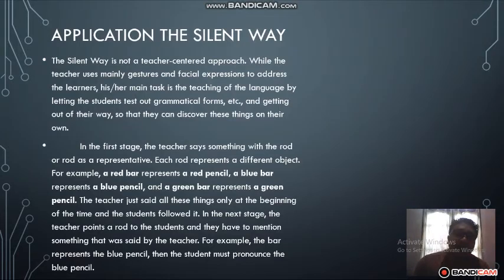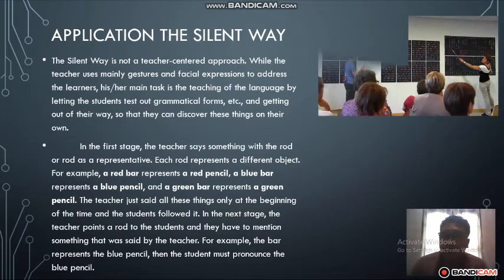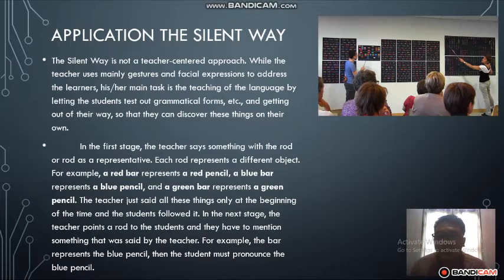How to apply the silent way in the classroom. This is some example of how the silent way is applied in the classroom. The silent way is not a teacher-centered approach, while the teacher uses mainly gesture and facial expression to address the learners. His or her main task in teaching the language is letting the students test out grammatical forms, etc., and getting out of their way so that they can discover things on their own.